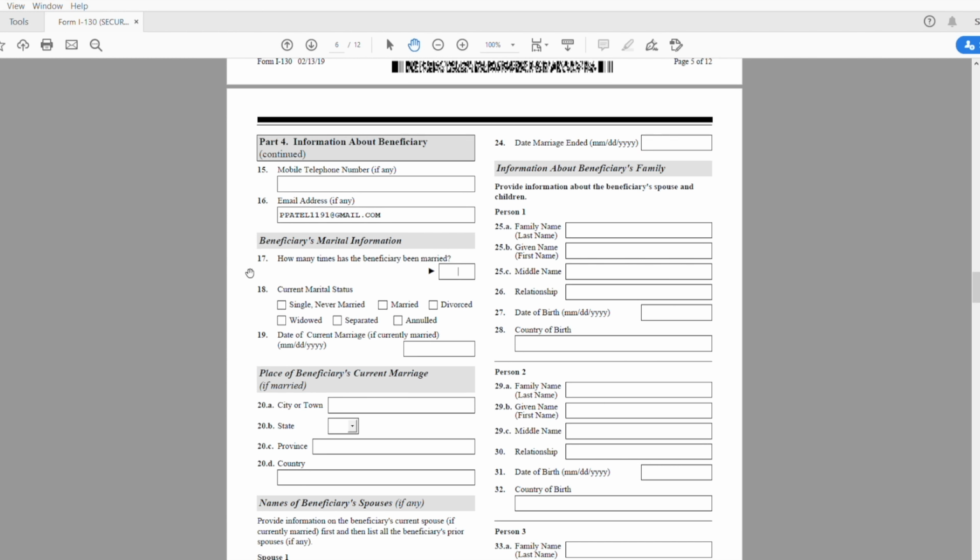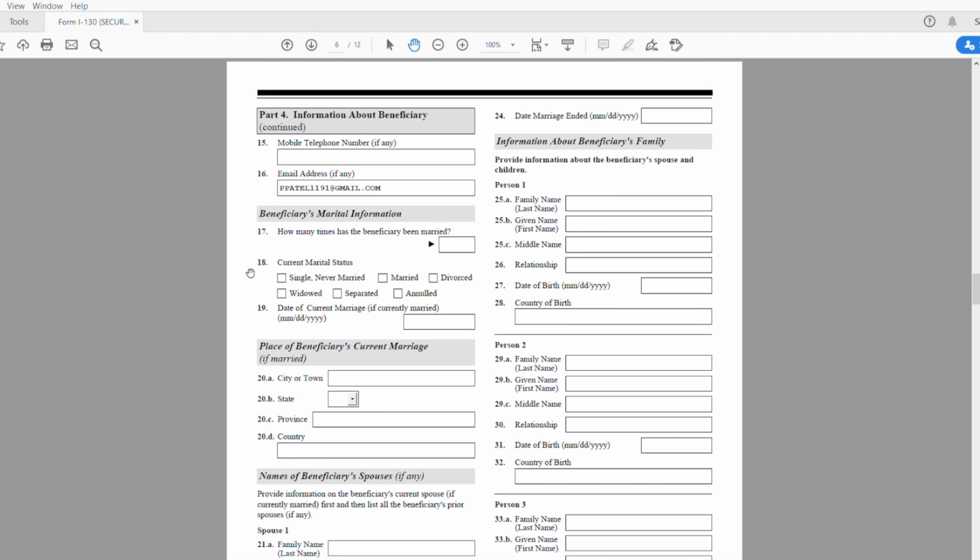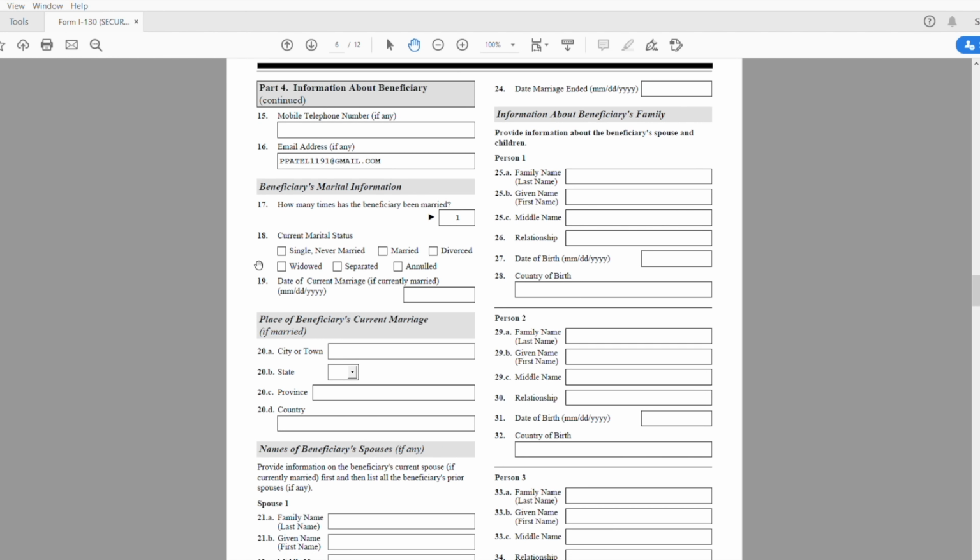Beneficiary's marital information. How many times has the beneficiary been married? So here, Pooja has been married only once, so you would indicate that in this box. Number 18, current marital status would be married. And the date of current marriage would be January 1st, 2020.